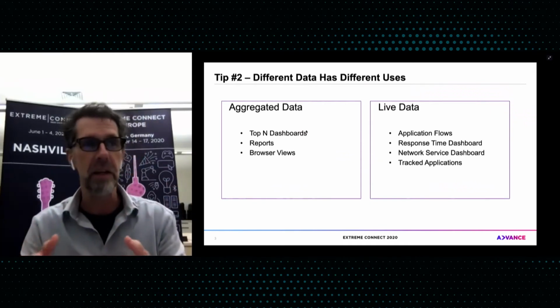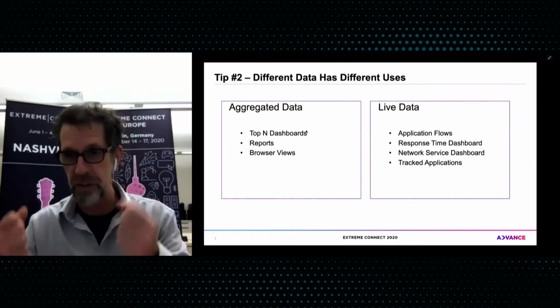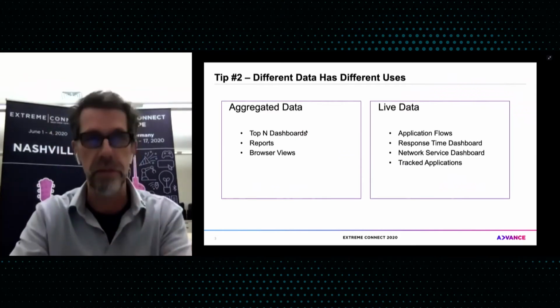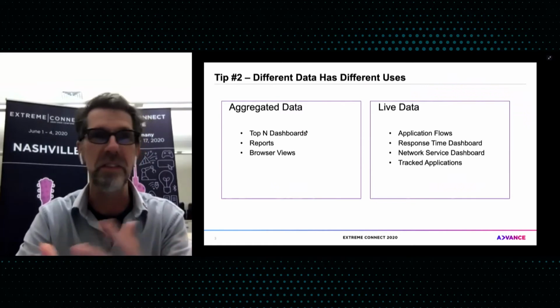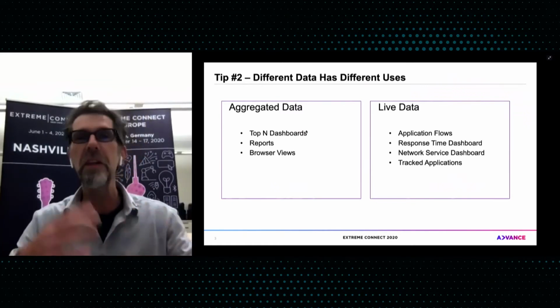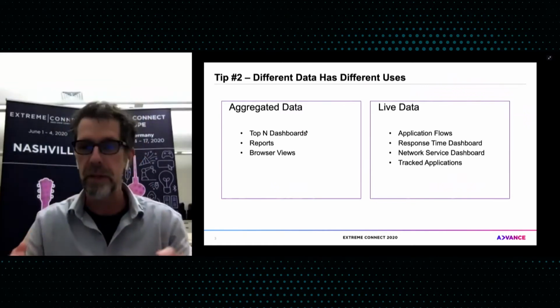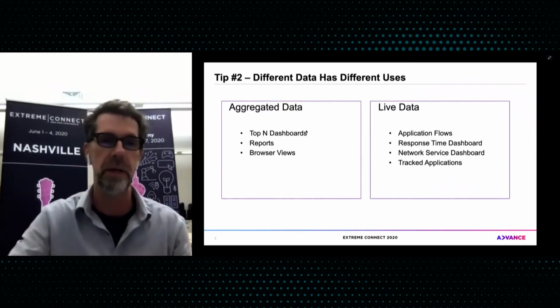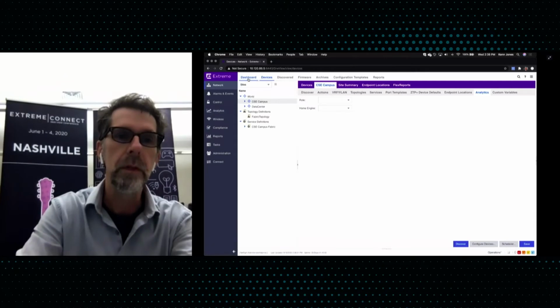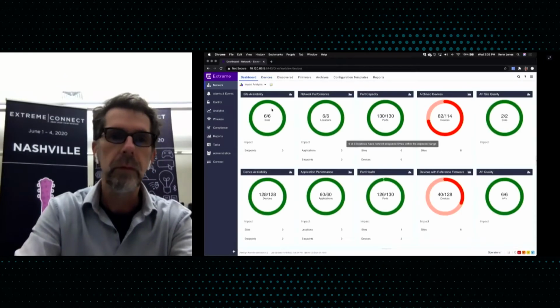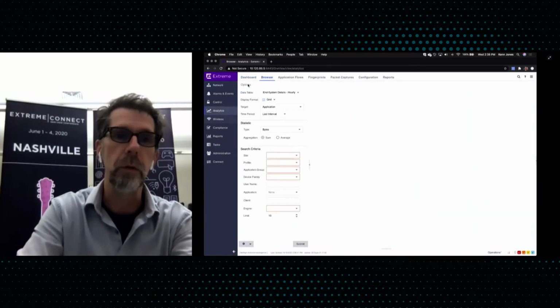The live data can be used for stuff that you want to look at right now, like the application flows that we showed, response time dashboards, network service and track application dashboards. Those things contain more live data and can be used for the here and now for what's actually going on. Let me show you. So the dashboards over here, analytics dashboard, sorry.